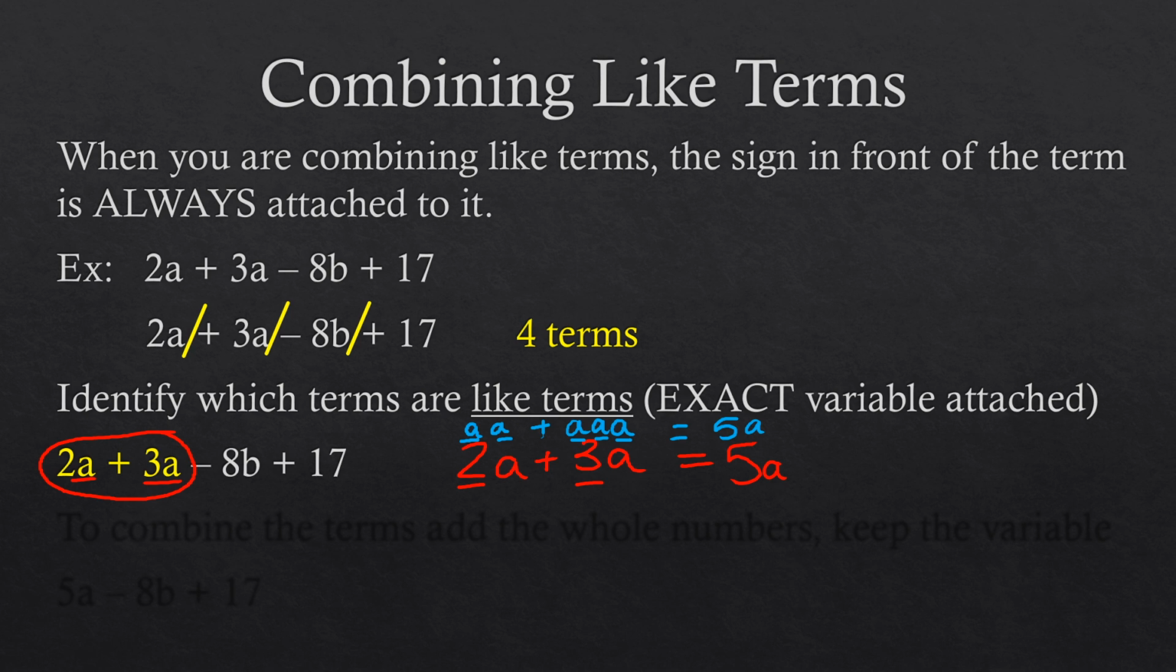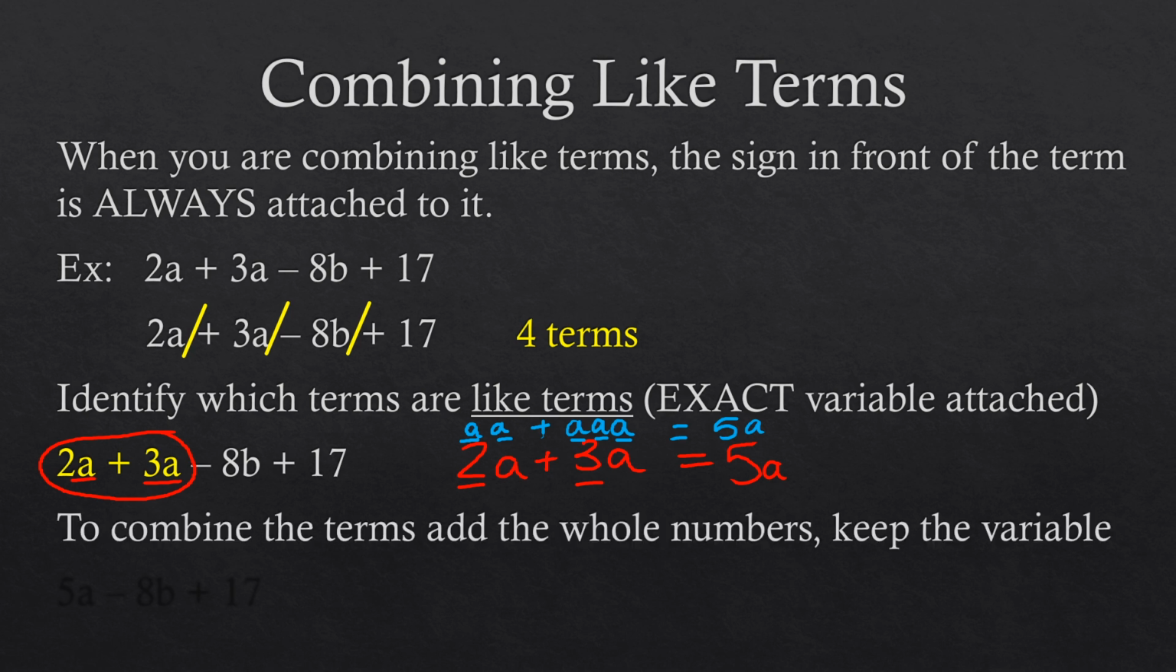So that is another way of representing what's happening here. So once we have combined our terms, which is where we're adding those whole numbers, the 2 and the 3, which is how we get our 5. Don't forget to keep your variable. That's huge. Don't leave it. It still wants to be next to its number.